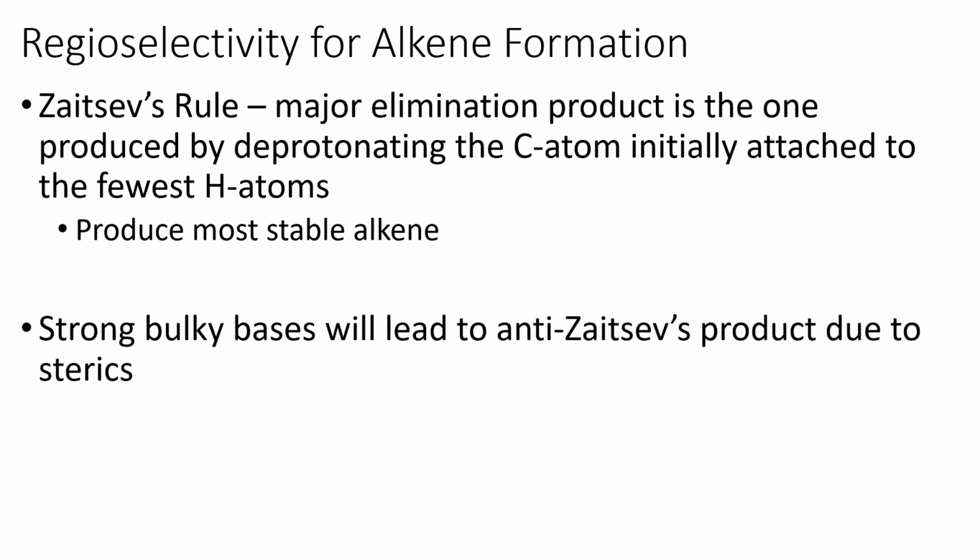The one exception to this is going to be those big, strong, bulky bases. If we use those very large, bulky bases, like we looked at with our t-butoxide, that was this big, bulky base, they tend to lead to the anti-Zaitsev product, meaning the least stable alkene, and this is just due to sterics. Because the base itself is so large and bulky, it would have a hard time deprotonating a carbon that also has a lot of R groups associated with it. So this is one of the exceptions to Zaitsev's rule if we use these very large, bulky bases.